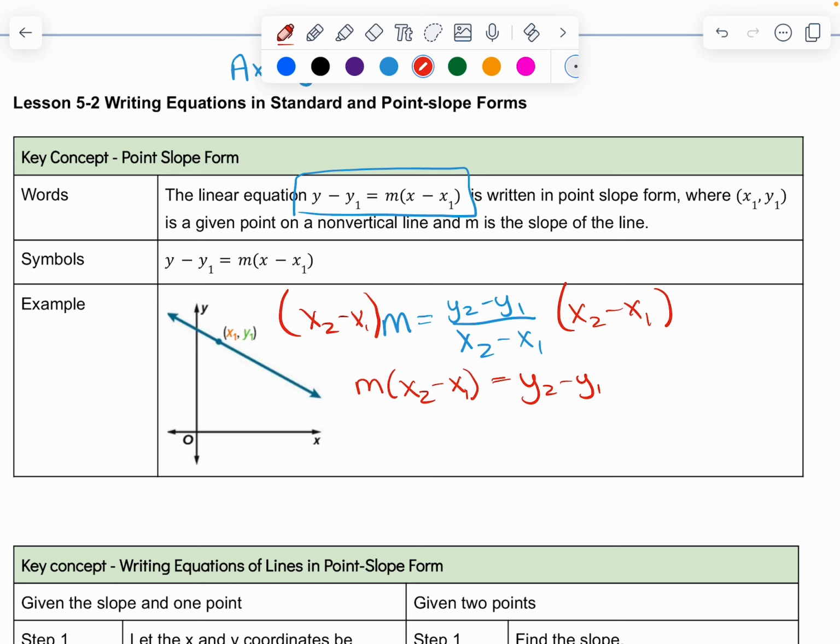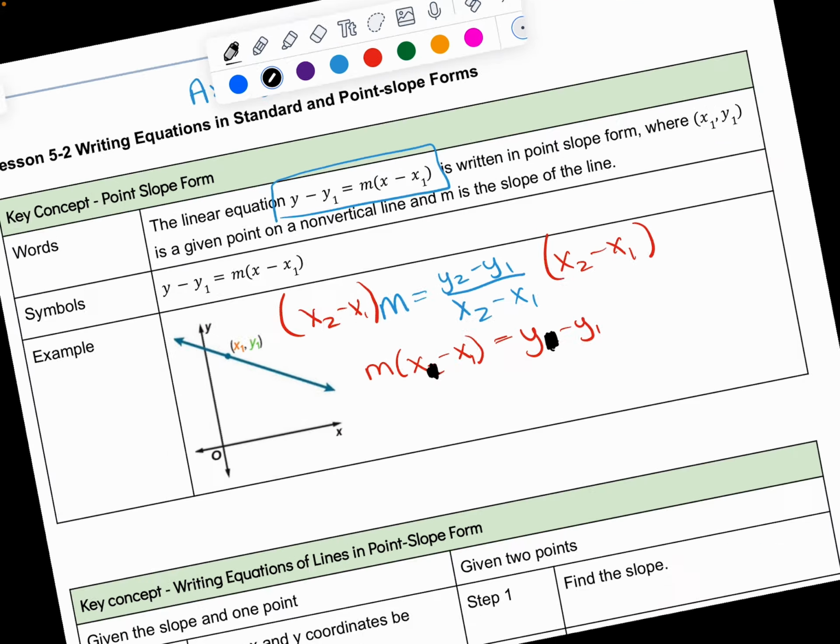Okay, so it's basically the same thing. What they've done is you're only going to be using 1 point. So they've taken away the little 2 that's on there, because that little 2 indicates that we're talking about point 2. In this case, we're only going to be using 1 point. It's called the point slope. There's one slope and 1 point.